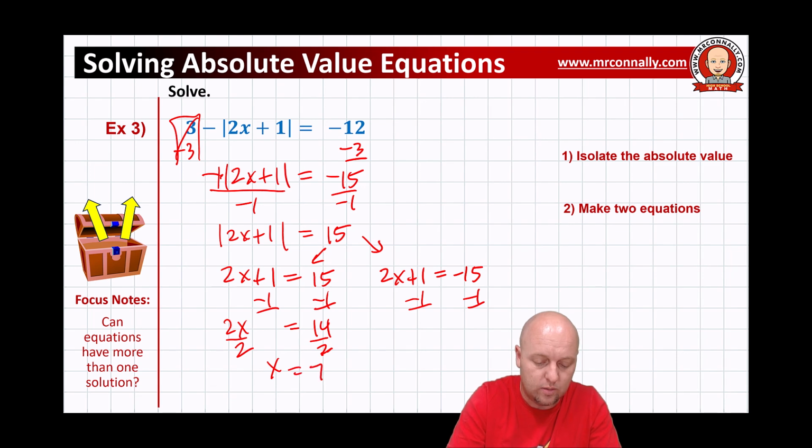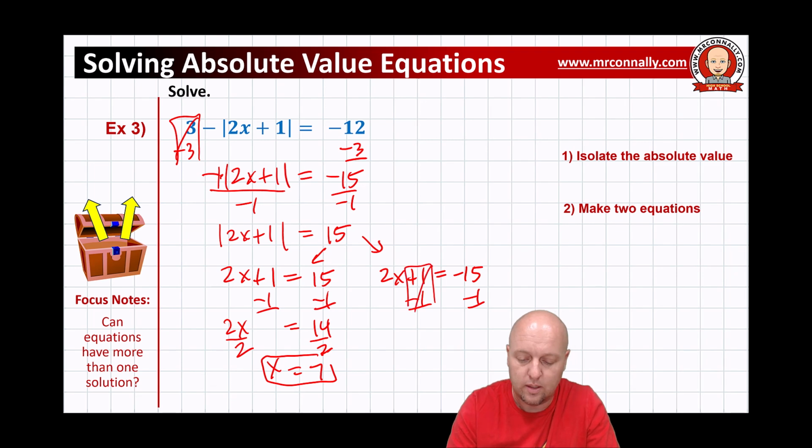And you get x equals 7. And same thing, I got a little ahead of myself over there. 2x equals negative 16. And then we divide both sides by 2 again, and you get x equals -8.